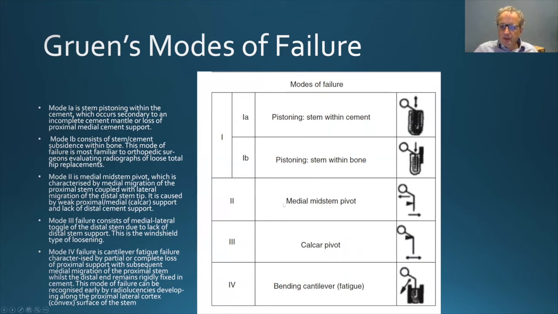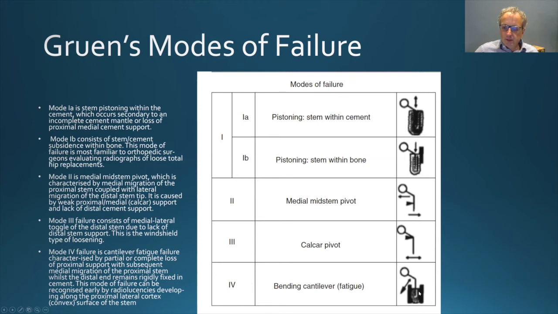Type 2 is the medial mid-stem pivot, where you've got a bit of calcar resorption, there's nothing supporting it up there, and what happens is the stem then tips into varus. Calcar pivot is where there's intact support right at the top on the medial side. What happens is the tip of the stem windscreen wipers within the cement.